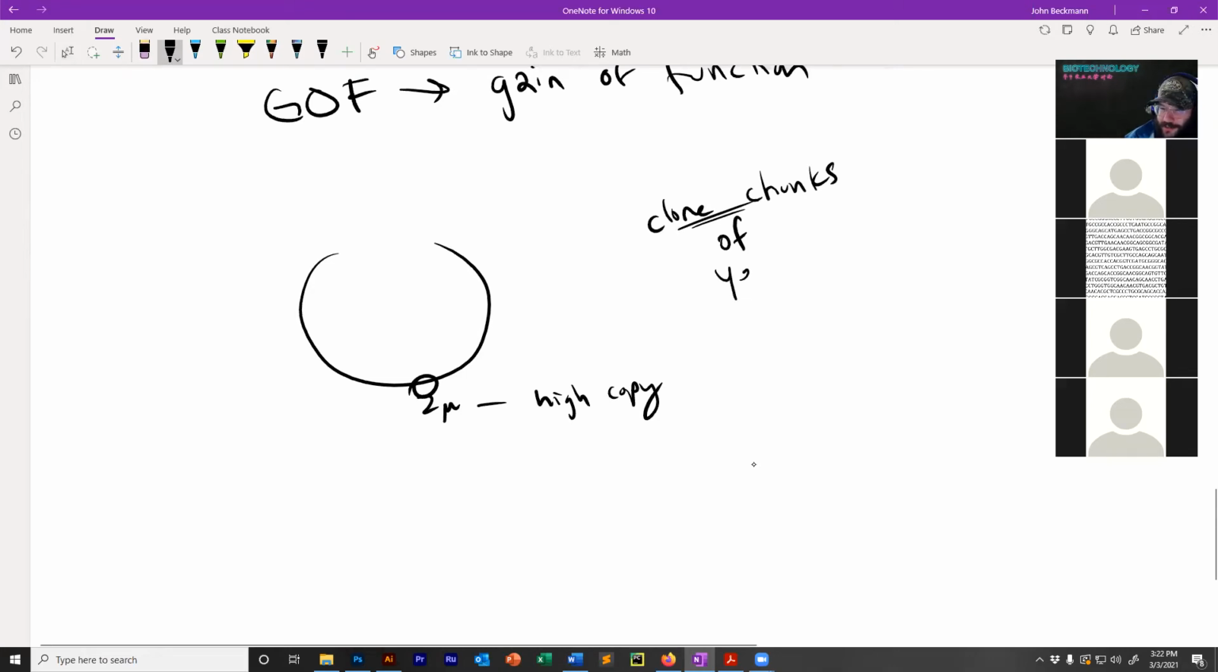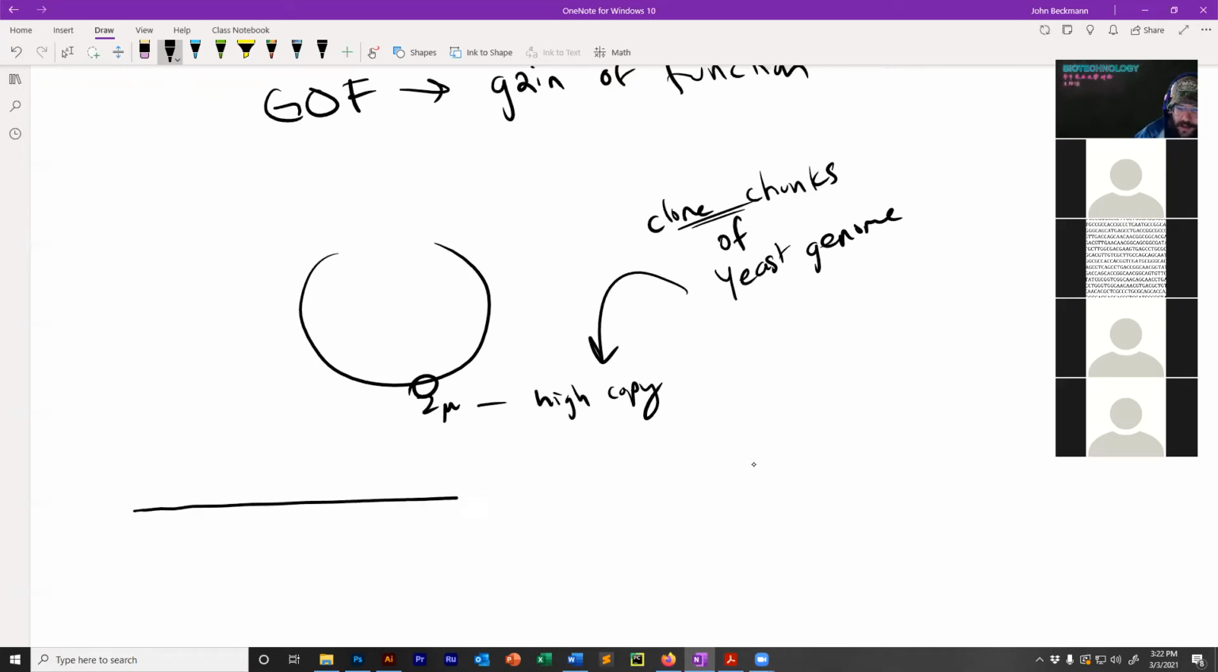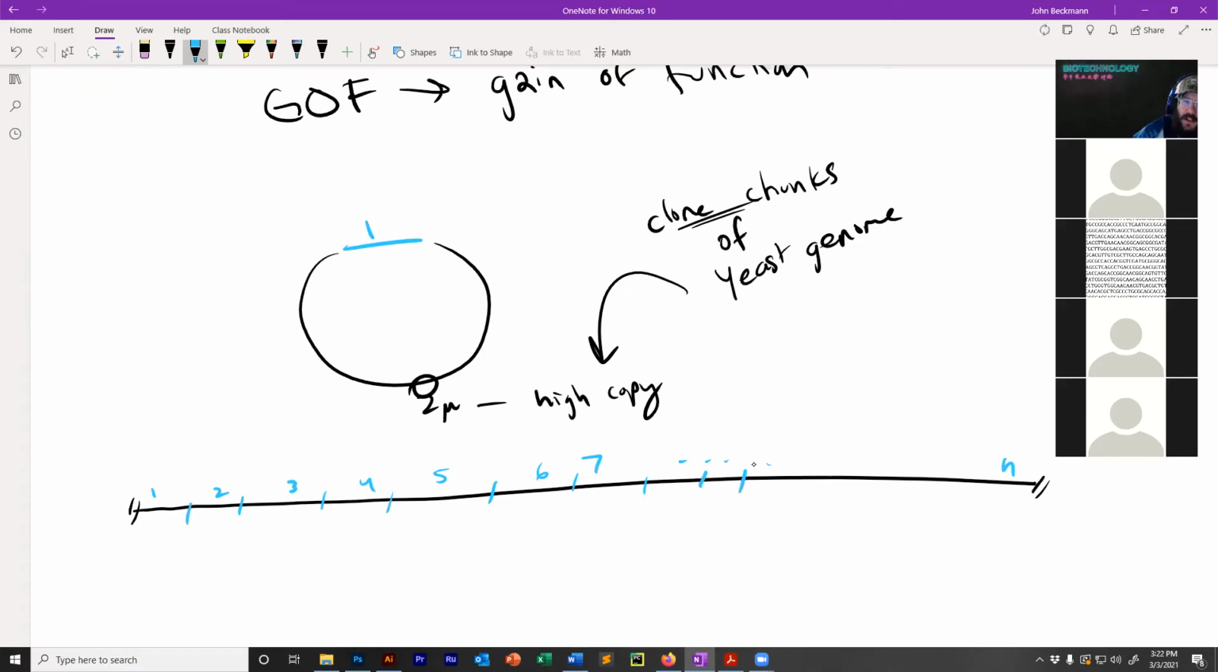Okay, clone chunks of yeast genome into a high copy expression plasmid. So imagine this is the full yeast genome here to here. You can cut it into chunks with some restriction enzyme. So you got chunk 1, 2, 3, 4, 5, 6, 7, on and on. And you clone these chunks, and in these chunks is probably multiple genes. Some going that way, some going this way. They all have their own promoters, their endogenous promoters. You clone these chunks into the high copy plasmid.